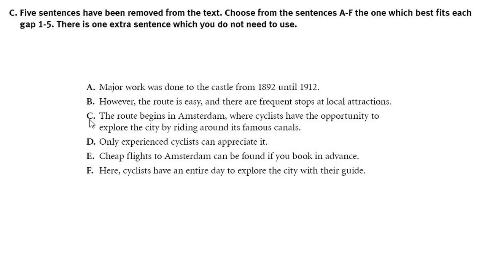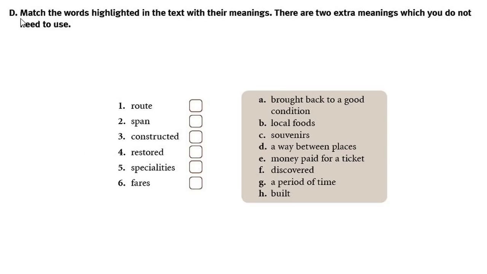C. The route begins in Amsterdam, where cyclists have the opportunity to explore the city by riding around its famous canals. D. Only experienced cyclists can appreciate it. E. Cheap flights to Amsterdam can be found if you book in advance. F. Here, cyclists have an entire day to explore the city with their guide.